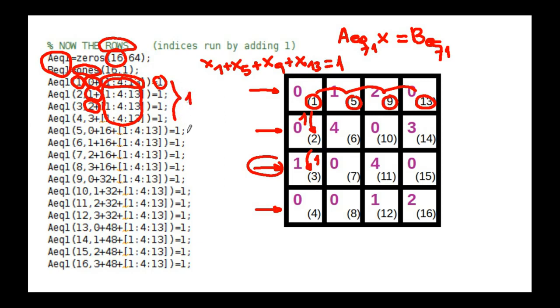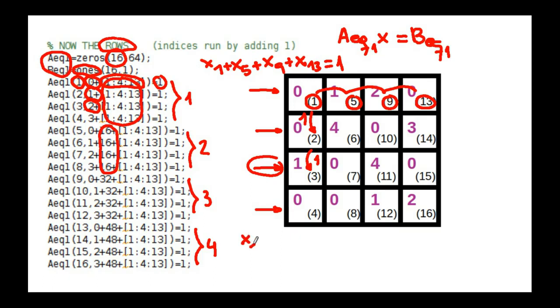The next 4 will be for number 2. The next 4 for number 3. And the last group of 4 equality constraints will be for number 4. What's the difference? As you can see, 0, 1, 2, 3, 0, 1, 2, 3, the same here and here. But for the second set, I add a 16. Why?